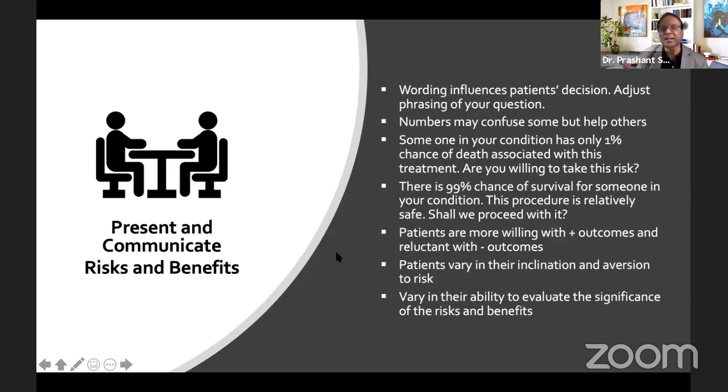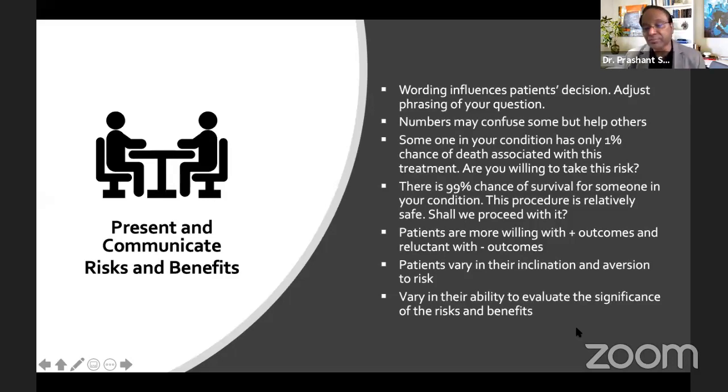But if you rephrase that wording and you say, there is a 99% chance of survival for someone in your condition, and this procedure is relatively safe, the patient may be more willing to take that advice. So you have to always frame your reasoning and your counseling in a positive sense, because patients are more willing to go with the positive outcomes compared to the negative outcomes. Because human beings, we don't want to take risk. We want certainty in everything. We don't like uncertainty. Okay.